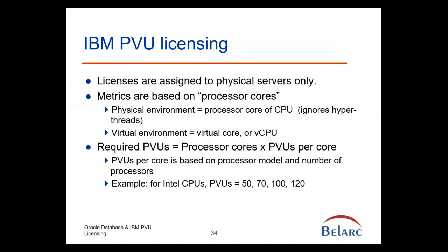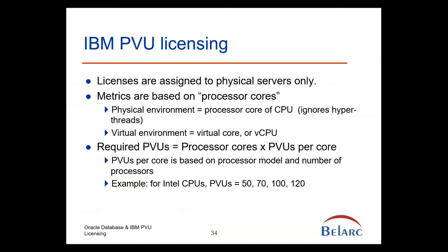A second thing, metrics under IBM's PVU licensing are uniform. They're based on processor cores. It's not hyperthreads or cores plus processors. It's simply processor cores. Since you can run in either the physical environment or the virtual environment, the meaning of processor core has to be defined for each. In the case of the physical environment, it's simple. It's the real physical processor cores. For the virtual environment, it's whatever the virtual environment presents as its processing unit.